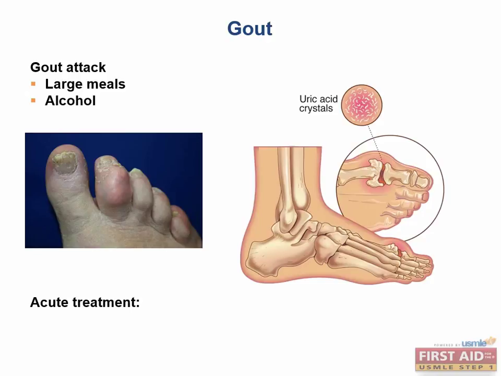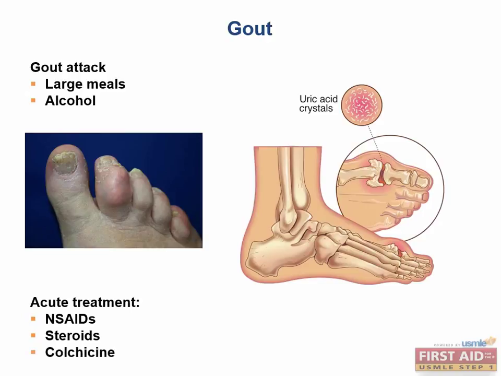The goal here is not to try to acutely drop their serum uric acid level. The goal is to control their pain and inflammation. What drugs work great for this? Think about NSAIDs and steroids and sometimes colchicine.